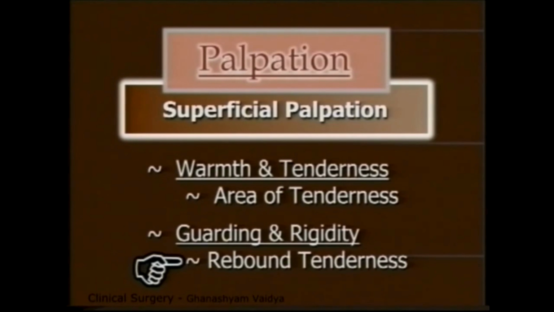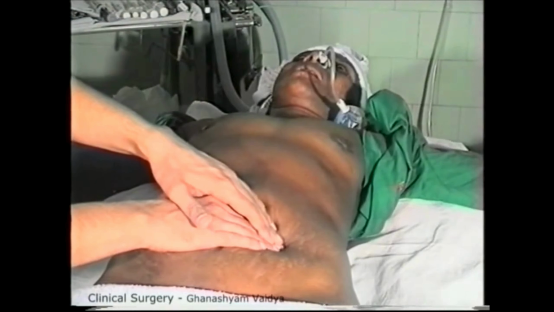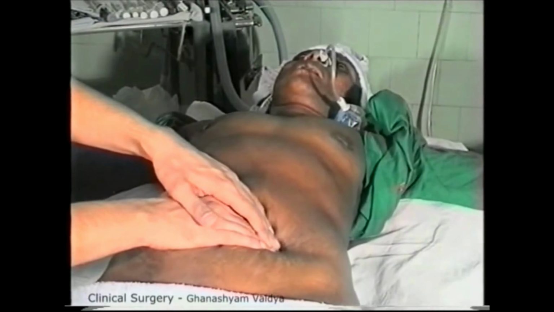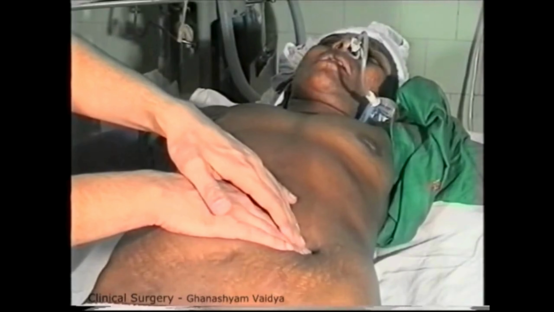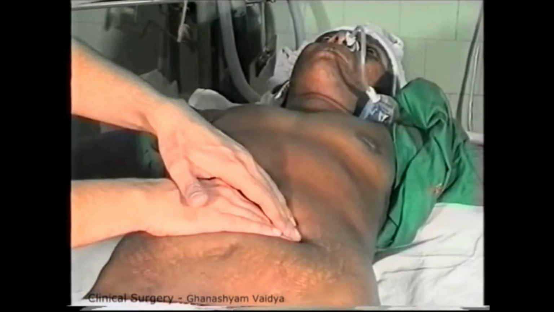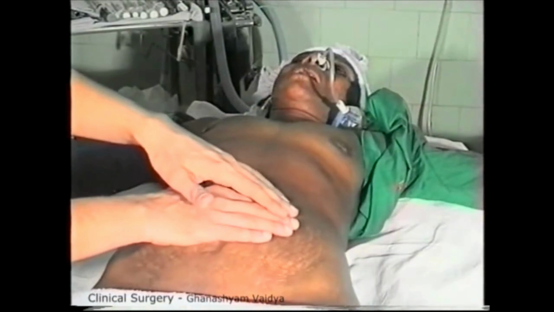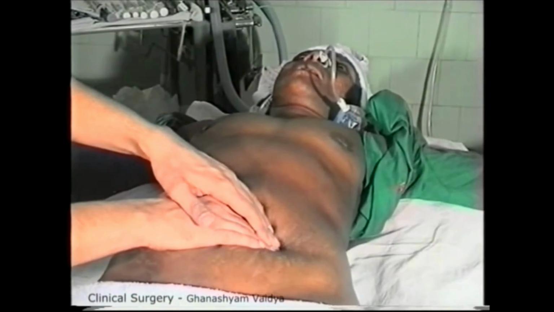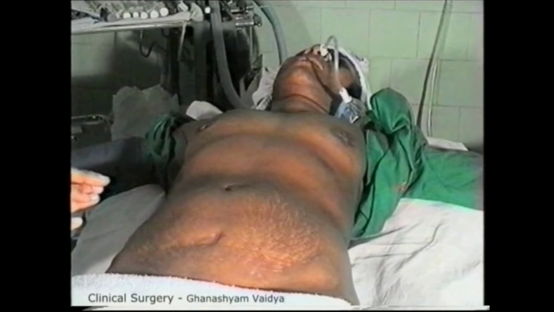Palpate the tender area with a flat hand and slowly press down the hand, pressing deeper with each expiration. Now withdraw the hand suddenly. If the patient gets acute pain on withdrawal of the hand, it is termed as rebound tenderness. It indicates inflammation of the parietal peritoneum due to underlying inflamed organ. Note the acute pain on withdrawal of the palpating hand. In presence of intestinal obstruction, rebound tenderness suggests strangulation.